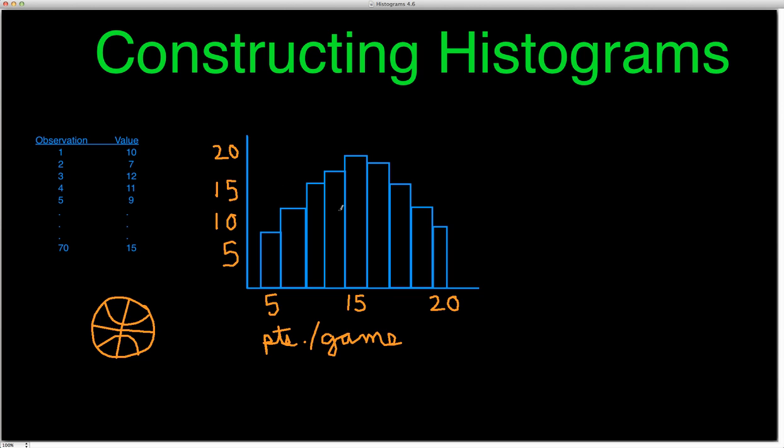Some of the things I want you to start thinking about are how many columns or cells, each of these is a cell, should a histogram contain? Have you ever wondered about that? Another question is, how many units should be between the boundaries between these different cells? In other words, what is the distance between this midpoint here and this midpoint here, and so on?